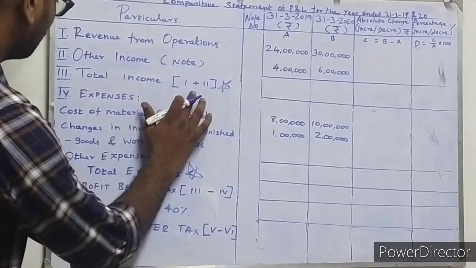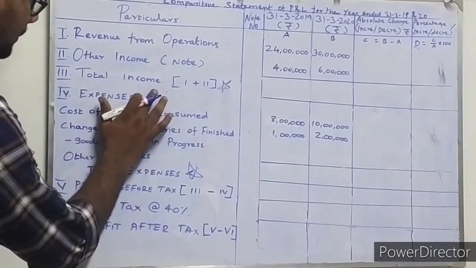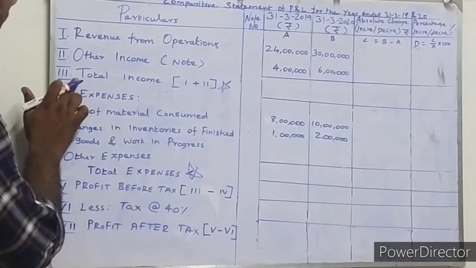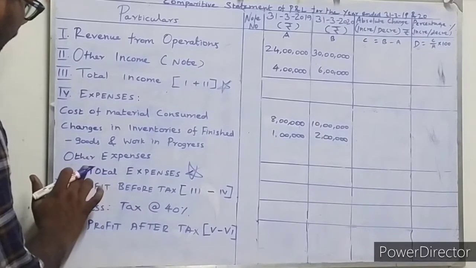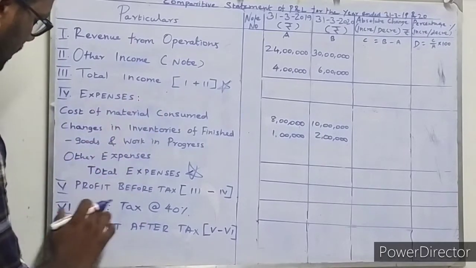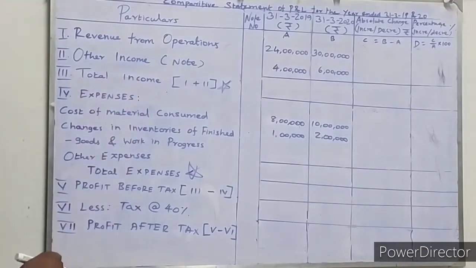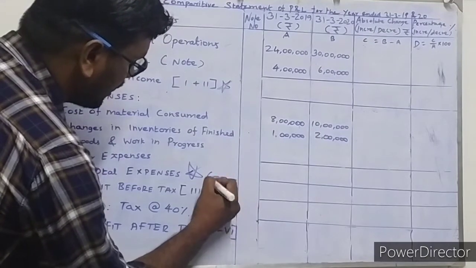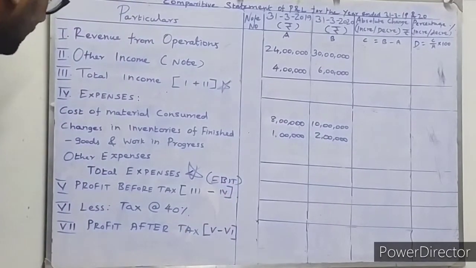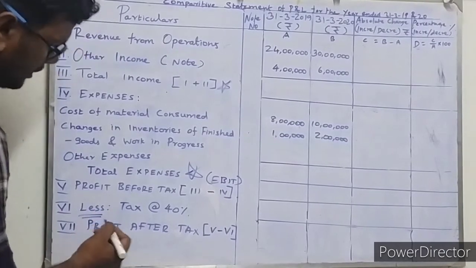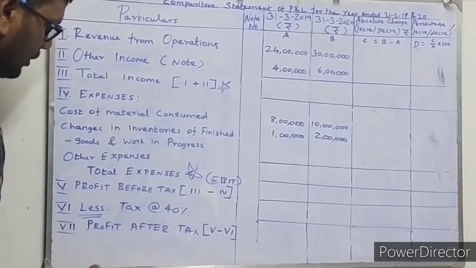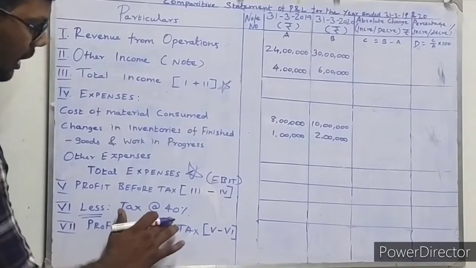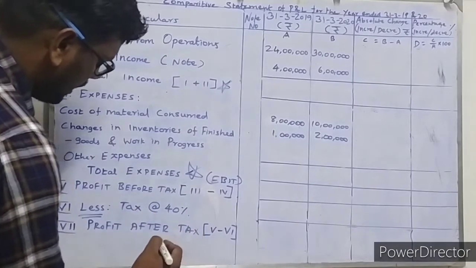Then I am going to deduct expenses from income. With the help of this income, I am going to deduct these expenses. So 3 minus 4. 3 is total income, 4 is expenses. If I deduct expenses from the income, I get profit before tax. Profit before tax means EBIT, which means earnings before interest and taxes. Then I am going to less the taxes. Tax amount is 40% on that profit amount. So on the profit amount available, I am going to calculate 40%. Then I can get EAIT.